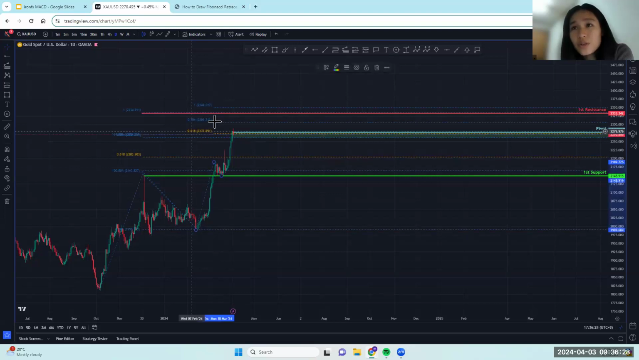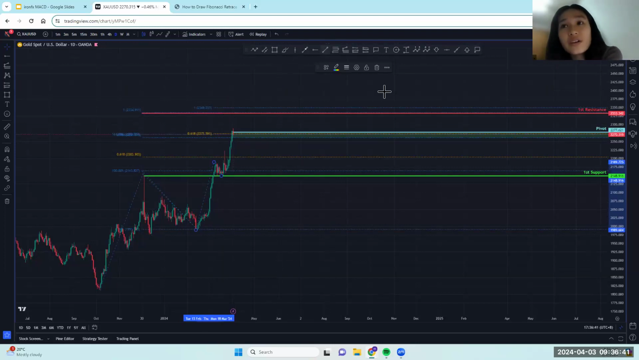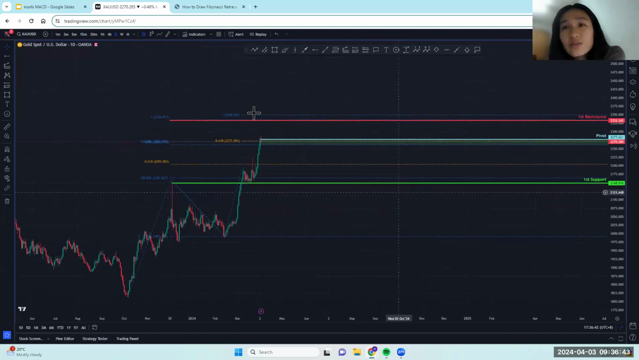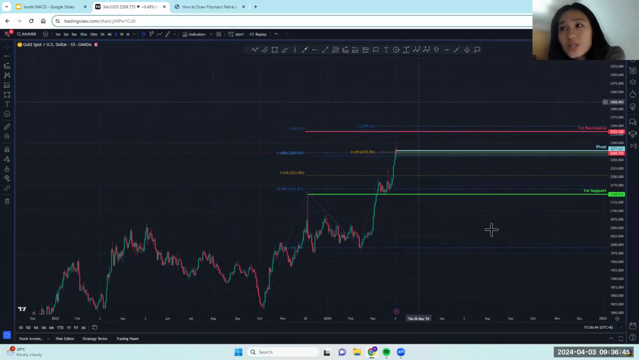So you can see my 61.8 and my 100% line up. So these Fibonacci levels don't have to line up exactly in line with your support and resistance levels, because we're looking for confluence areas. So as long as they are kind of close to your horizontal levels, that's good enough.